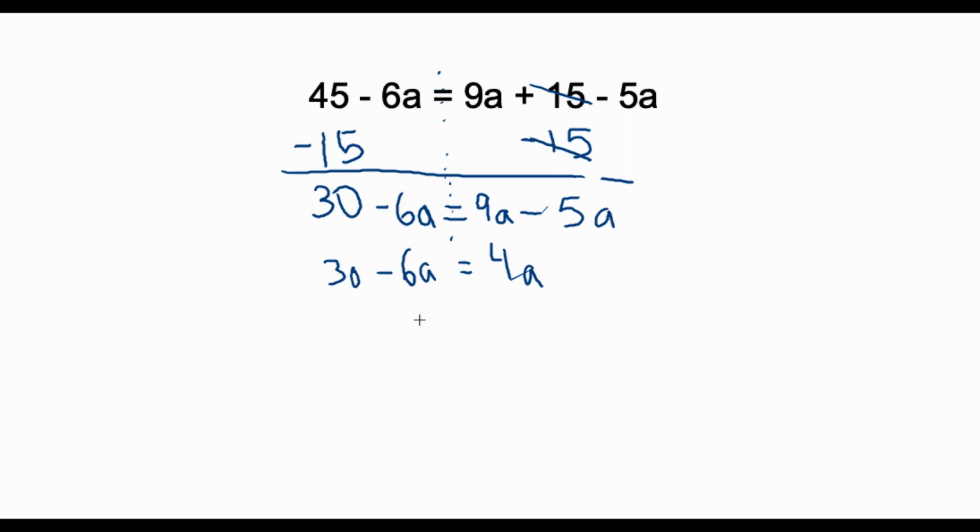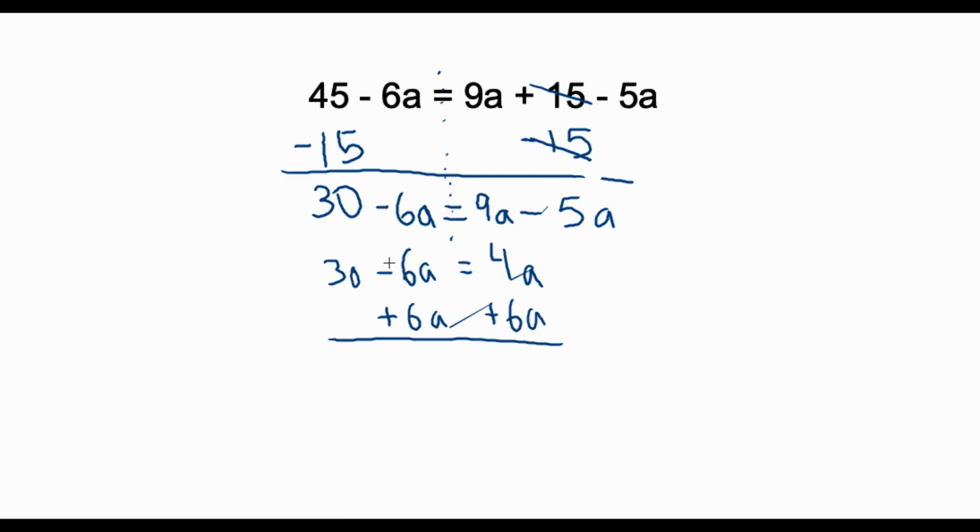All right, final step. Since the 30 is here and the 4a is all alone, it would make more sense to move over the 6a. Also because 6a has a subtraction sign, so if I move it over, it will become a positive term, or it will get the addition sign here. So I'm going to add 6a to both sides.